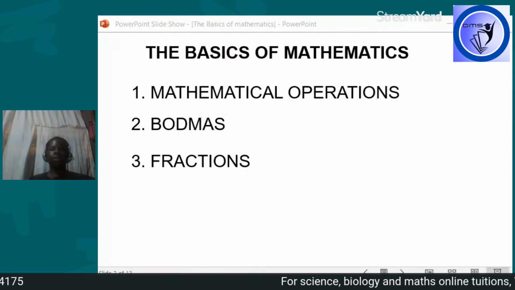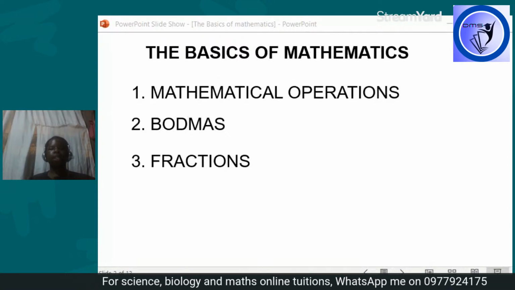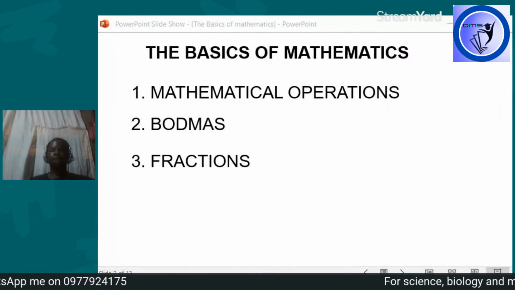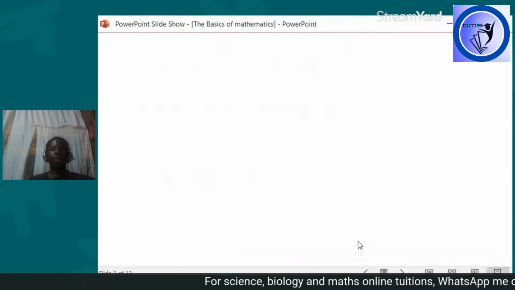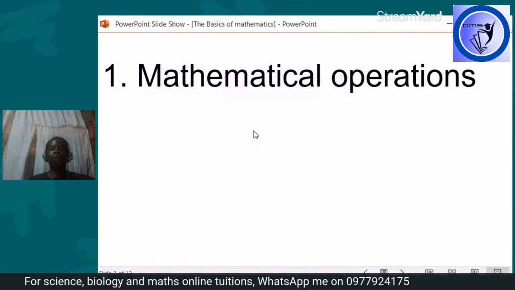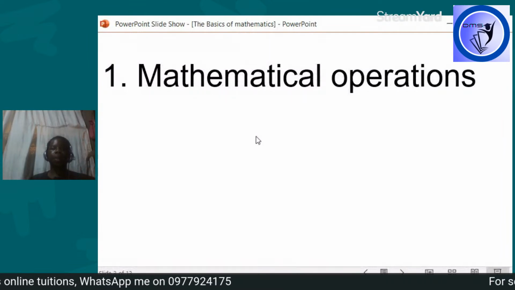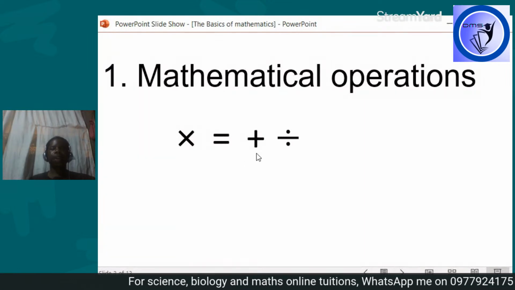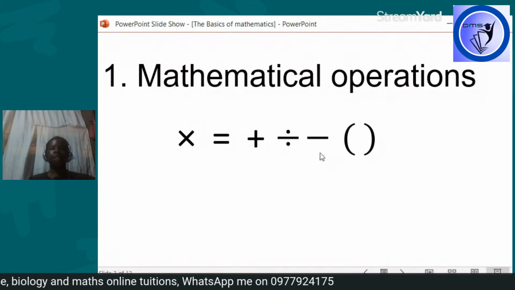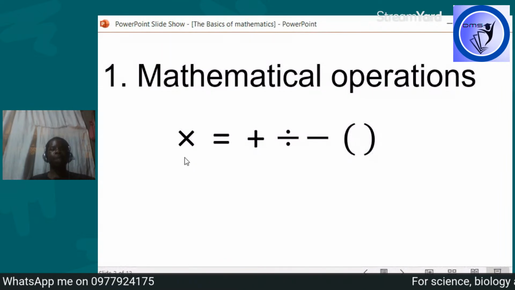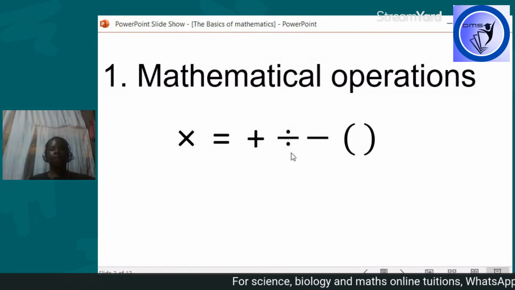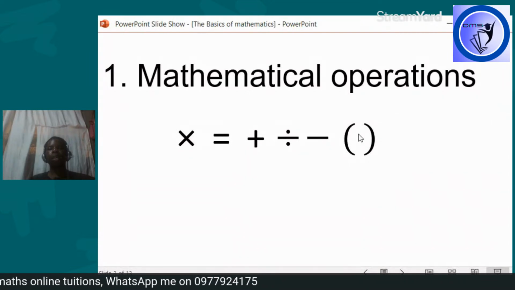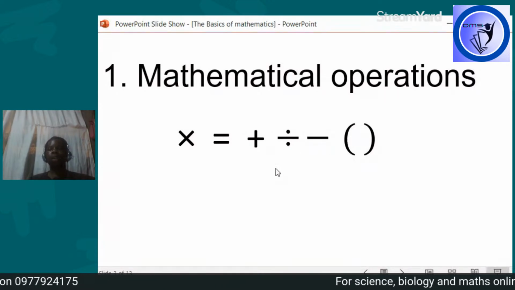So let's move, guys, and see these three things and how they make the understanding of mathematics very easy. Whoever comes to understand these things in mathematics, it becomes easy for them to do mathematics. The first thing we are now going to start with is mathematical operations. These are multiplication, equal sign, addition, division, subtraction, and brackets. These are fundamental mathematical operations that you need to know, and you need to know how they operate for you to be able to function well in mathematics.